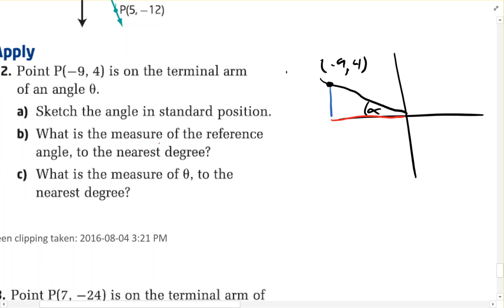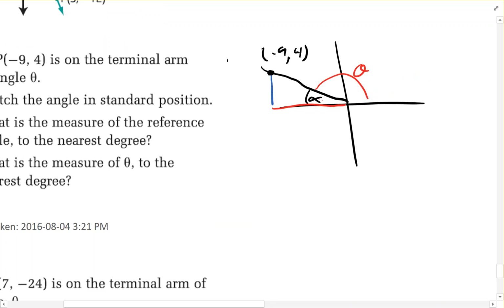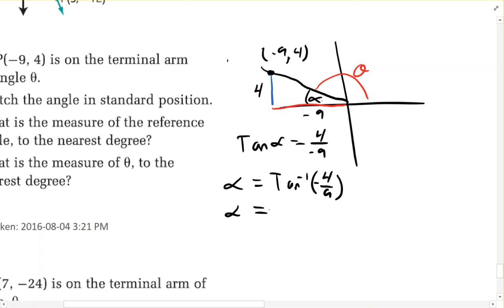So, sketch it in standard position. There you go. From there to there would be the angle we're looking for. What is the measure of the reference angle? So alpha, that one there. That's just going to be tan alpha is equal to opposite over adjacent. The opposite here is 4, and my adjacent is -9. So tan theta is going to be equal to 4 over -9. So I said theta, I mean alpha, is equal to tan inverse of -4 over 9.